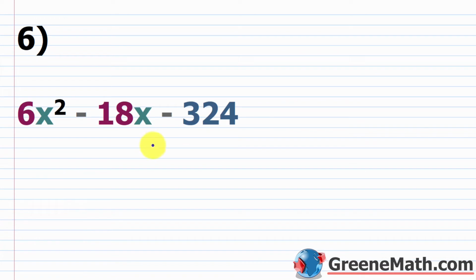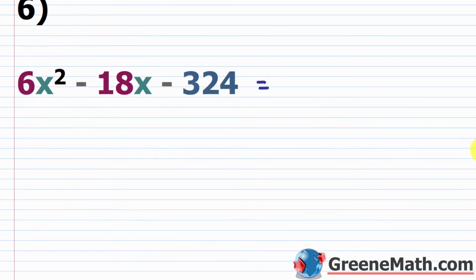Okay, let's look at number 6. So we have 6x squared minus 18x minus 324. You might look at this and say, well, he didn't show us how to do this.